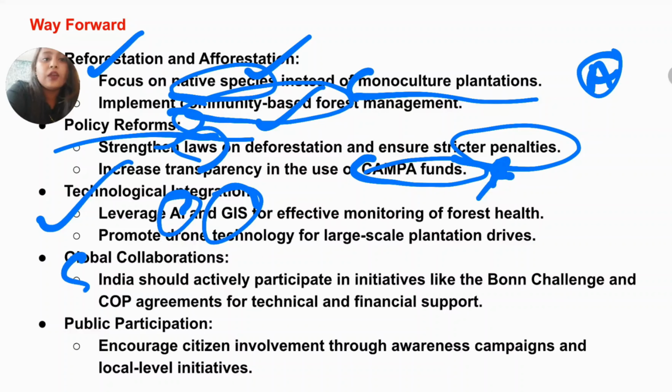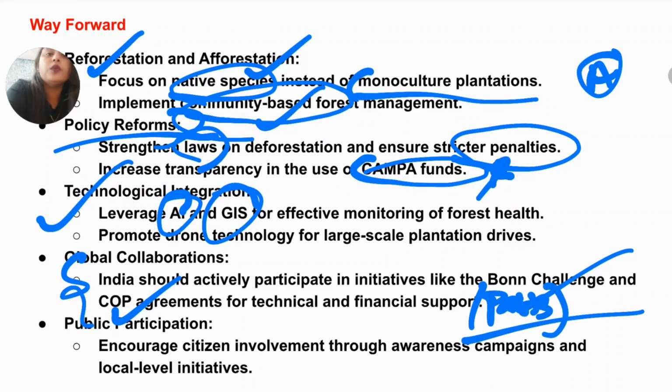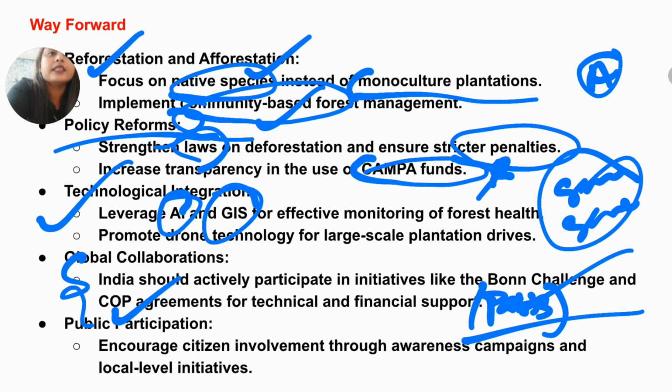so that we can monitor and implement whatever efforts are being made. And also we have to have global cooperation like the Bonn Challenge and COP agreements, and we have to prioritize whatever global agreements are made, because we believe that we have the same problems and same responsibilities. There is also another saying: common but differentiated responsibilities. So such kind of names come into the picture. That's why we have to have global collaboration.